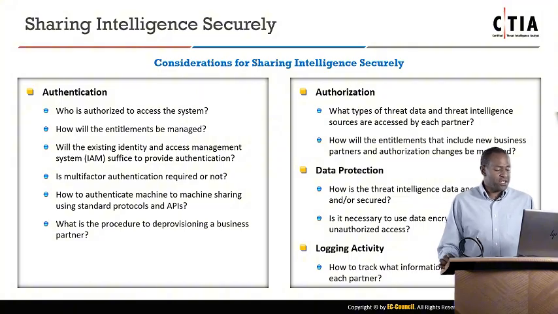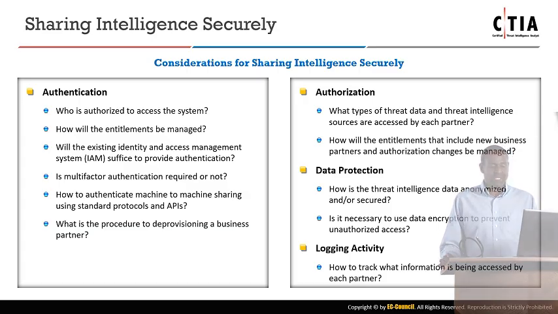How to authenticate machine-to-machine sharing using standard protocols and APIs. Again, we mentioned APIs and protocols. We want to make sure that our machines can talk to each other. And then last, for authentication, what is the procedure to deprovision a business partner?